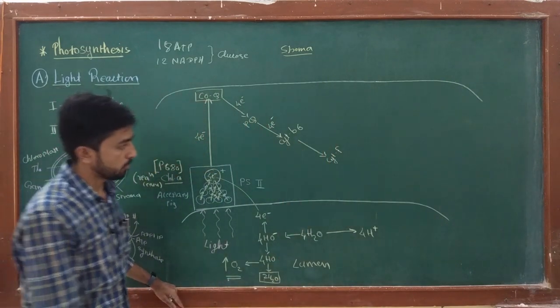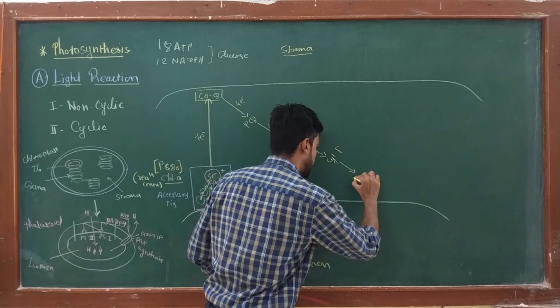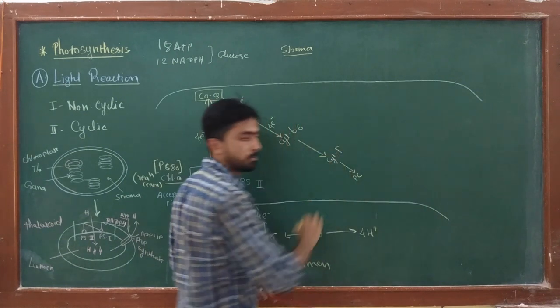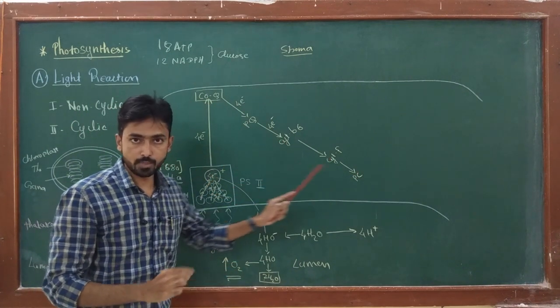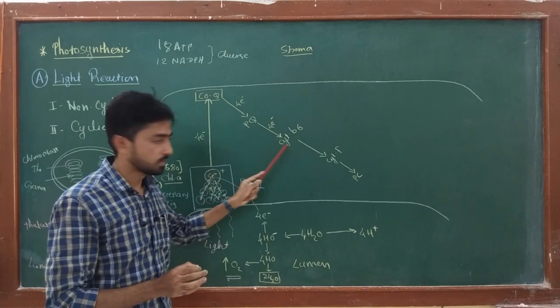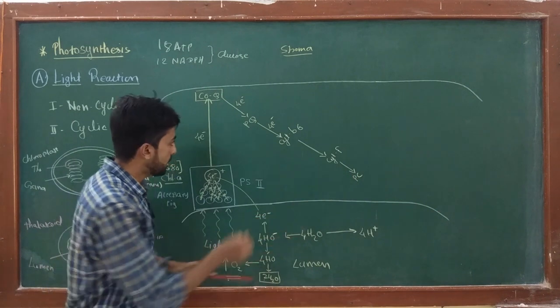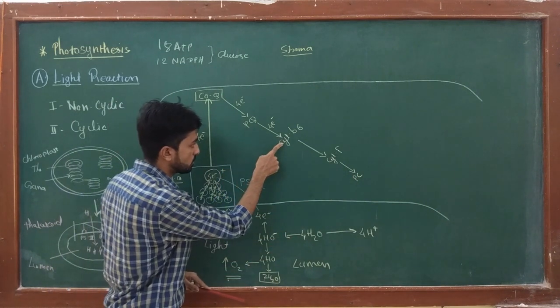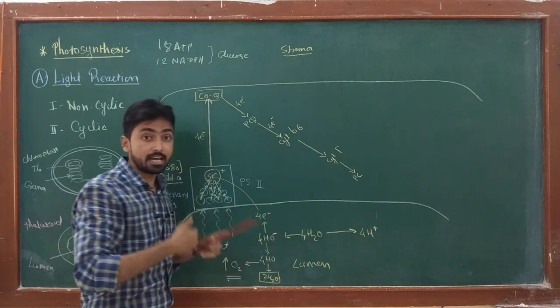Okay, and from cytochrome F, electron moves towards plastocyanin. Remember the names of the electron carriers present in the thylakoid membrane. First is plastoquinone, then cytochrome B6, cytochrome F, and plastocyanin. When electrons move from plastoquinone to cytochrome B6 and from cytochrome B6 to cytochrome F, they are releasing energy.